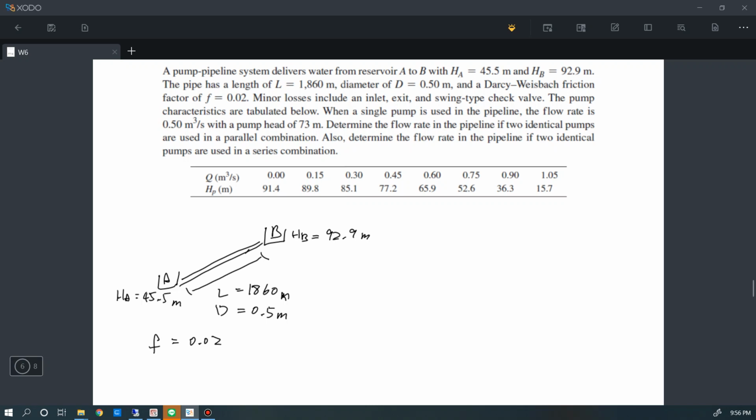Ignore, no, we actually need to include the minor head losses. Let's consider the inlet, access swing type of check valve. And we also have the pump characteristic line here.